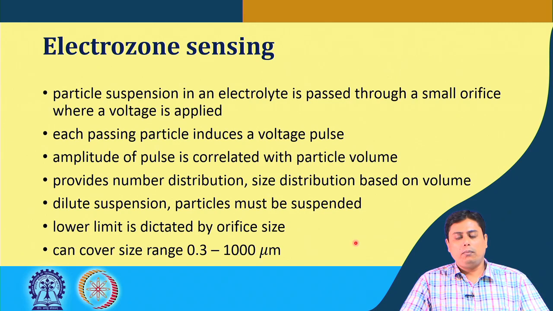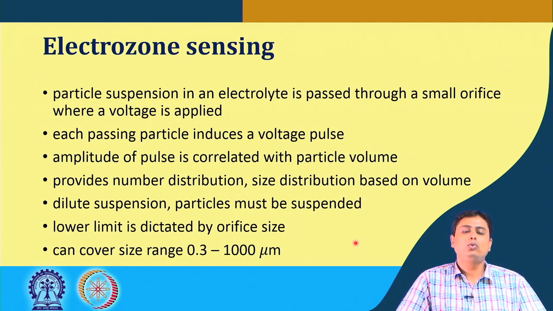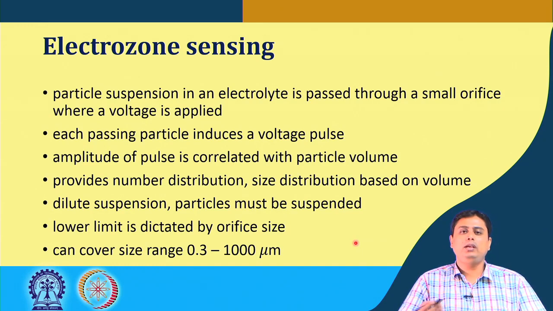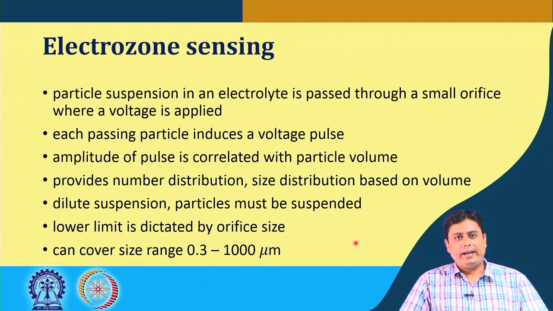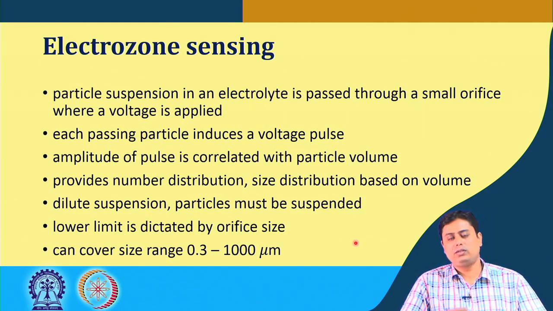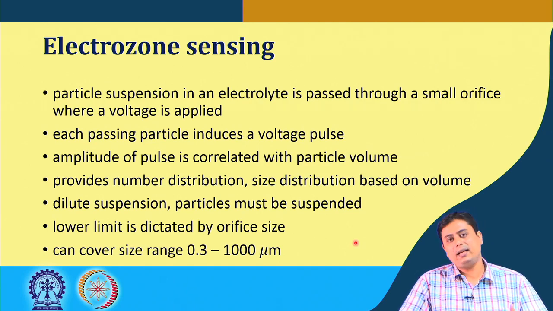Now, you can understand that it can create a problem if multiple particles pass through the orifice at a certain time, then you do not get the actual measure. So, this process has a limitation that you have to take a dilute suspension, so that particles can be withdrawn one by one through that orifice. The other criterion is that particles have to be suspended. If the particle settles, then it is very difficult to pass it through that particular orifice. So, particles have to be suspended.